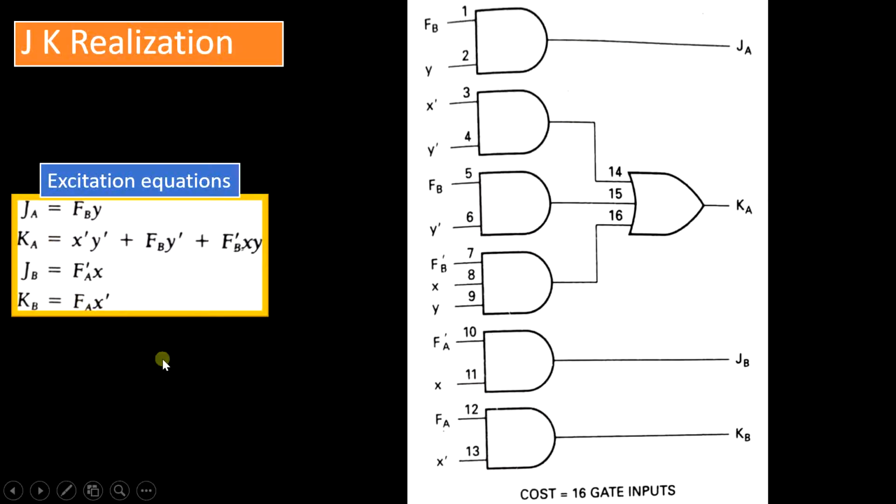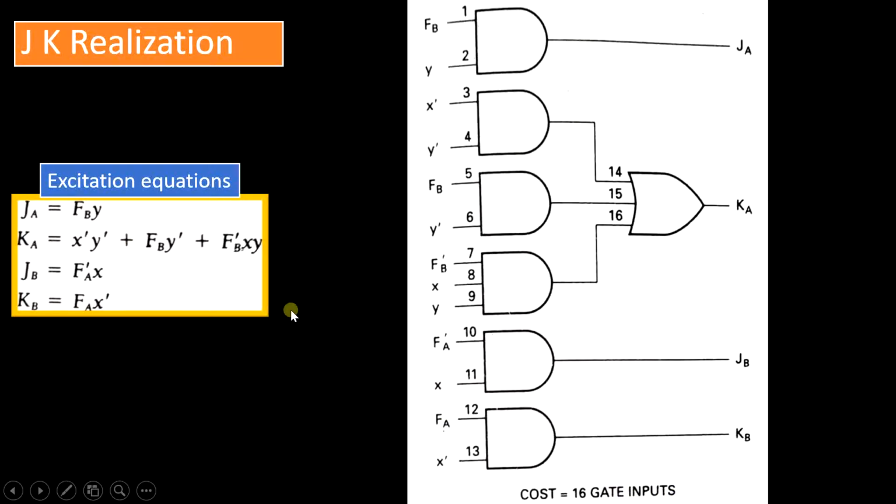Now if I have to realize these expressions, I would require these many AND gates. You can see you have 1, 2, 3, 4, 5 2-input AND gates, and 1 3-input AND gate, and 1 3-input OR gate. So if I am going to number all these inputs, the total number of gate inputs that are required is 16. So the realization cost of the JK flip-flop in this particular case would be 16 gate inputs.